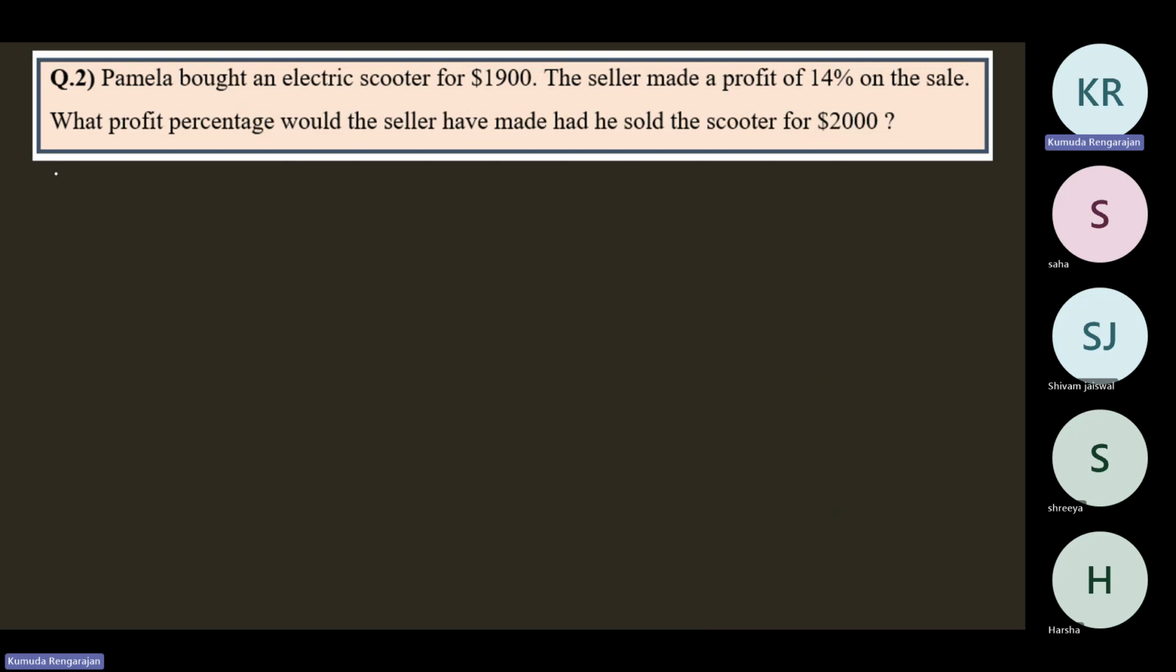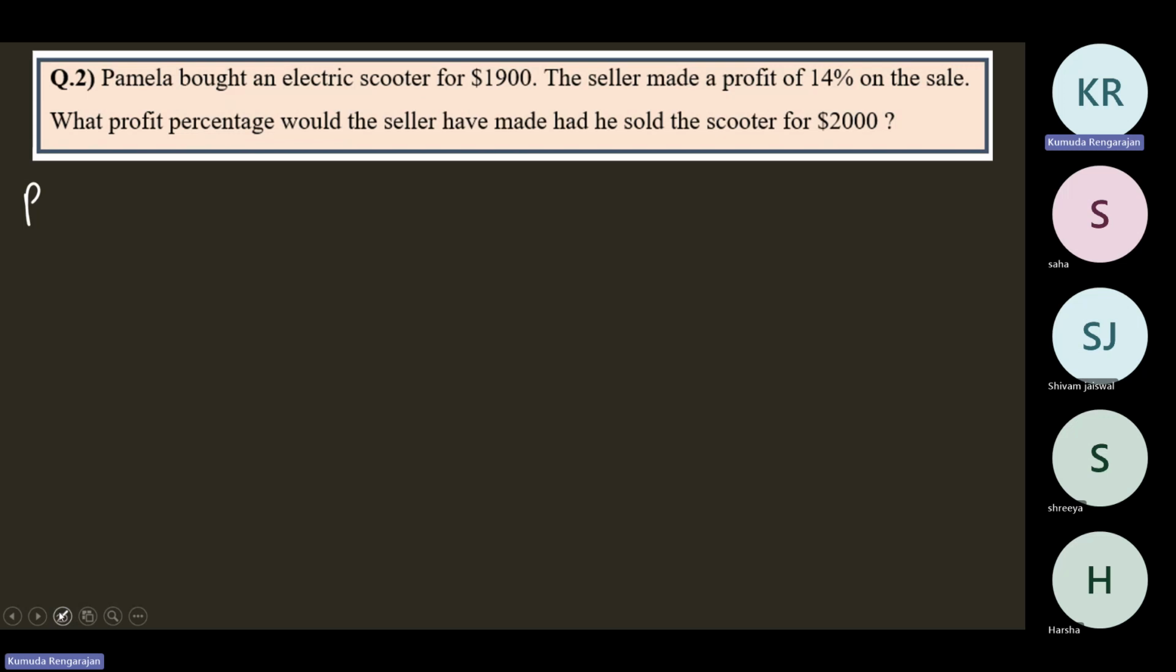Yeah. So Pamela is the buyer. Yeah, ma'am, that's what I was saying. Correct. So Pamela bought the scooter for 1,900. The seller's profit is 14%. What profit percentage would the seller have made had he sold the scooter for $2,000? Okay, very good. Thank you. I think that was Gayatri.